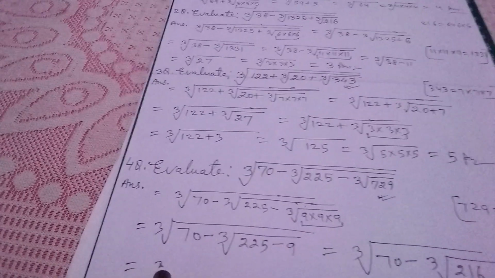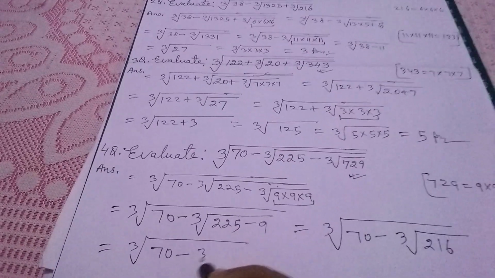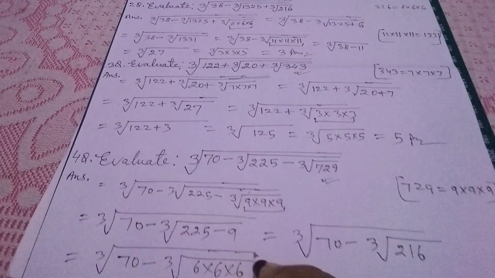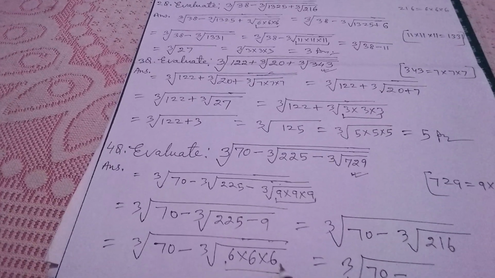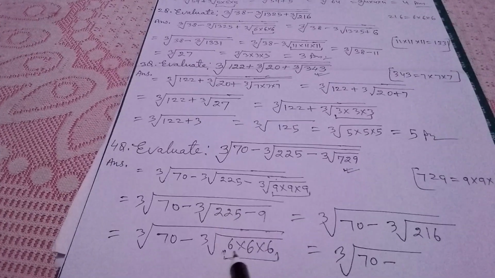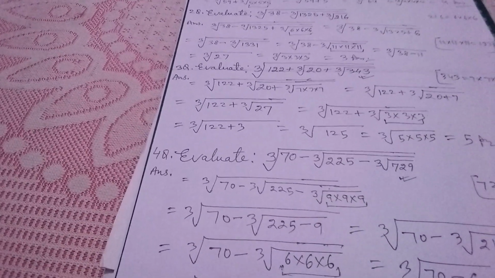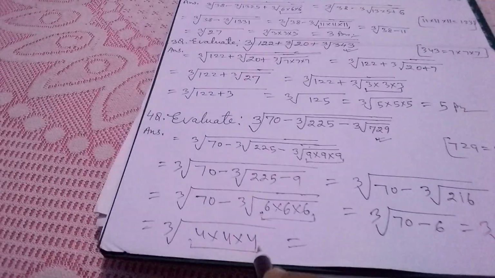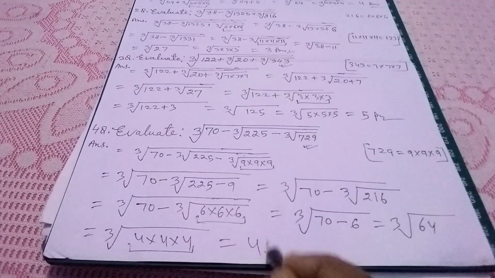And again 216 will be written as cube root of 70 minus cube root of 6 into 6 into 6. And that is equal to cube root of 70 minus, and for these three similar factors one factor will be out and that will be the cube root of 216. So cube root of 64, and that is equal to, again 64 will be written as 4 into 4 into 4, and for three similar factors one factor will be out and that will be the cube root of 64. That is, 4 is the answer.